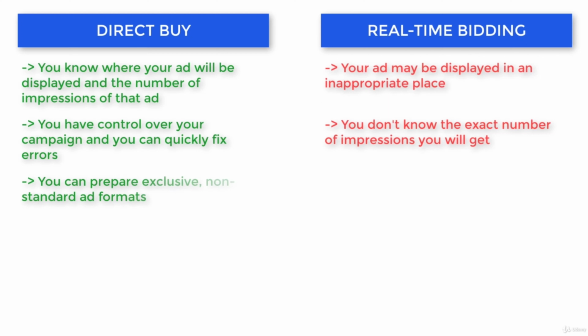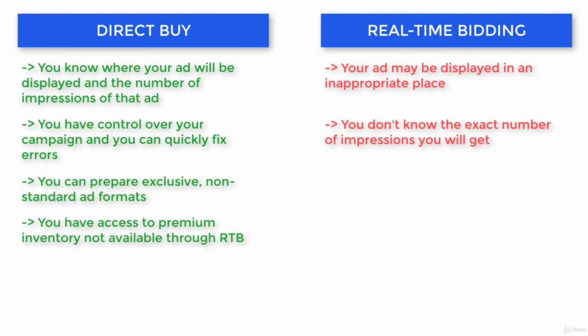Another good thing about direct buy is that you can prepare exclusive non-standard formats, which are often not offered through RTB platforms. For example, wallpaper, which is visible on the publisher's homepage. This will attract a lot of attention. Also, some publishers don't sell their inventory through RTB at all, so if you want to advertise on their website, direct buy is the only possibility.